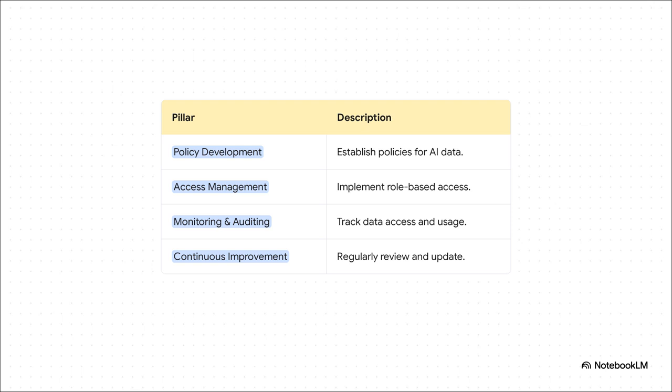First, policy development. You need clear rules of the road. Second, access management. You follow the principle of least privilege. People only get access to what they absolutely need to do their job, and nothing more. Third, monitoring and auditing. You're always watching, always checking the logs to make sure everything's on the up and up. And finally, continuous improvement, because the bad guys are always getting smarter, which means you have to too.